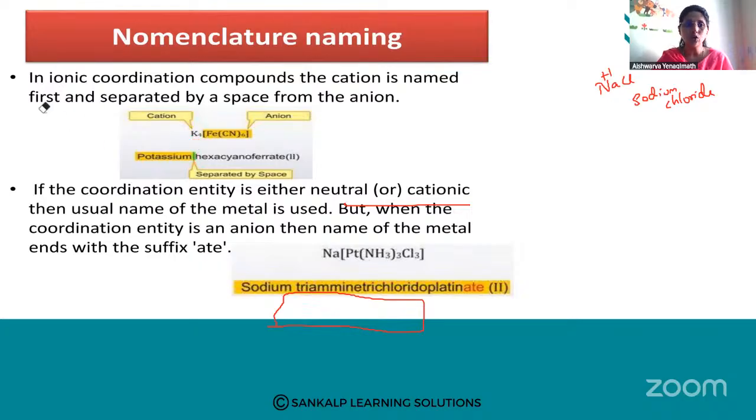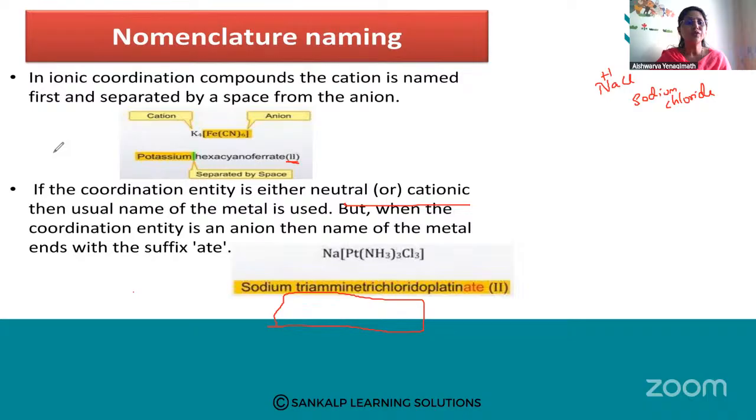After giving that space, you write the name of the complex. So K stands for what? Potassium. And here you have FeCN6. 6 ligands are there, 6 cyano ligands are there. So hexacyano, and Fe is pronounced as ferrate. And this number that you are seeing here, the Arabic numeral, is nothing but the oxidation number of the central metal atom.